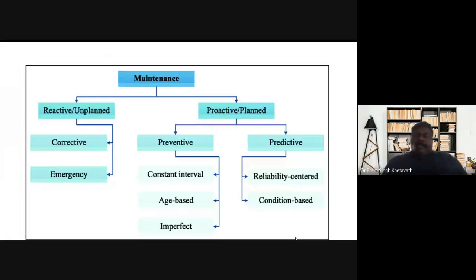Constant intervals, age based will be there, and here predictive, reliability centered, condition based. So here conditions will be there, here proactive is there, and here reactive is there. In this maintenance, corrective maintenance and breakdown come after the thing happens, and preventive or predictive are the planned things that we are going to do. So there are two bifurcations in these four types of maintenance.